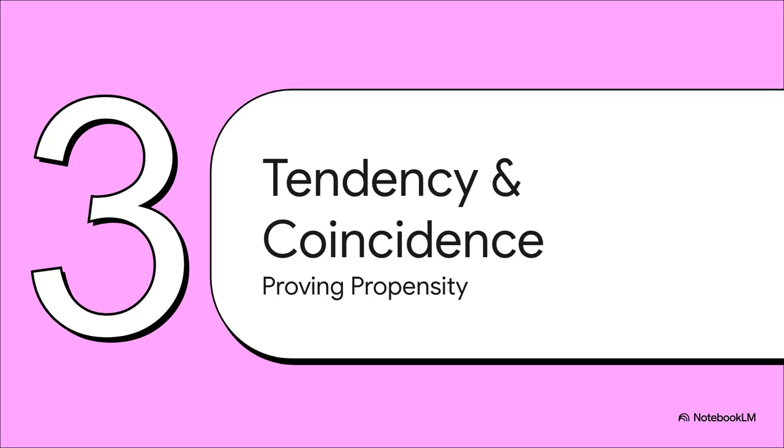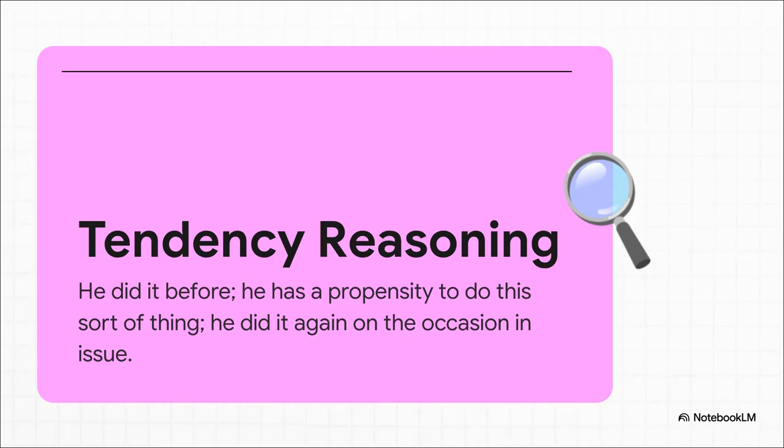We are now entering one of the most persuasive and, because of that, one of the most dangerous areas of evidence law. This is where you're trying to prove someone did something because, well, it's in their character, or they have a tendency to act that way. This right here, this is the raw, intuitive logic of tendency evidence. It's incredibly powerful in a courtroom, which is exactly why the law puts such strict controls on it.